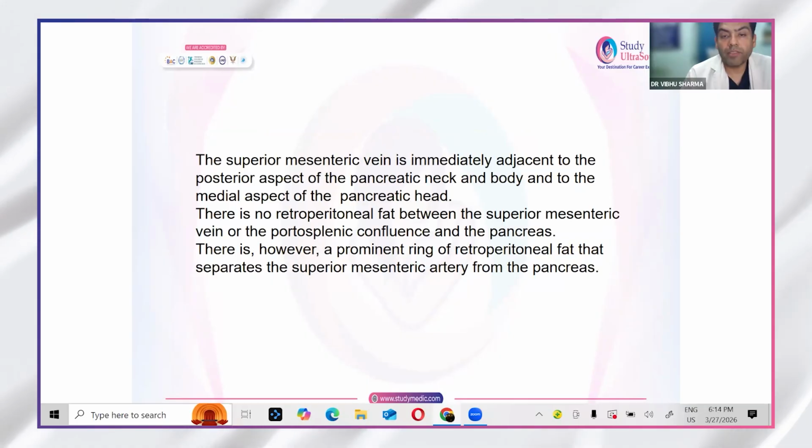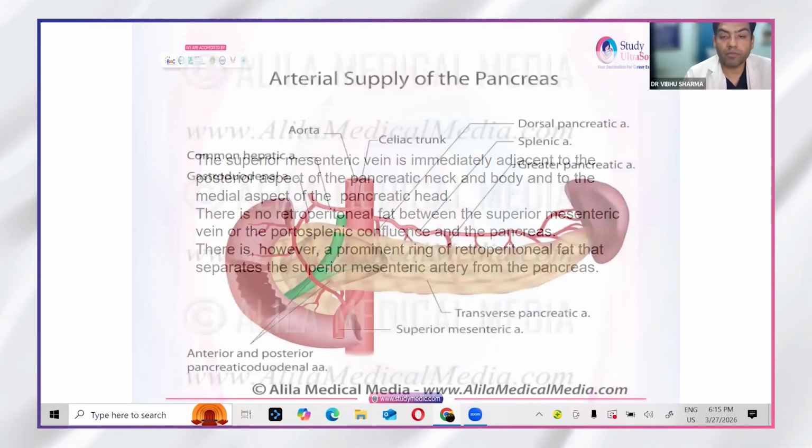Superior mesenteric vein is immediately adjacent to the posterior aspect of the pancreatic neck and body, and to the medial aspect of the pancreatic head. There is no retroperitoneal fat between the SMV or the portosplenic confluence and the pancreas. There is, however, a prominent ring of retroperitoneal fat that separates the superior mesenteric artery from the pancreas.